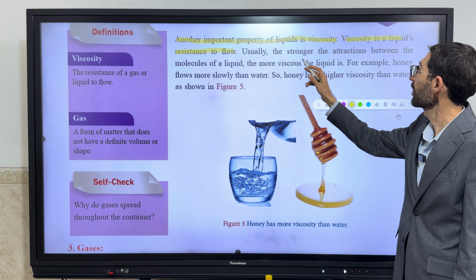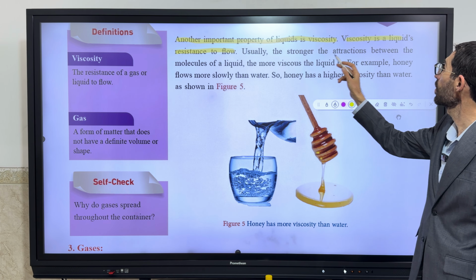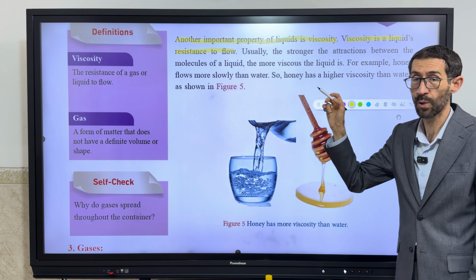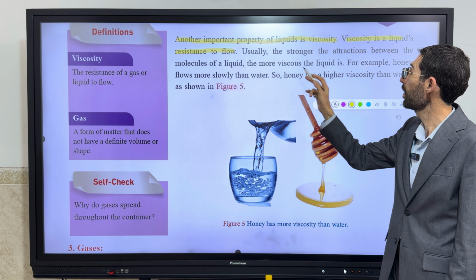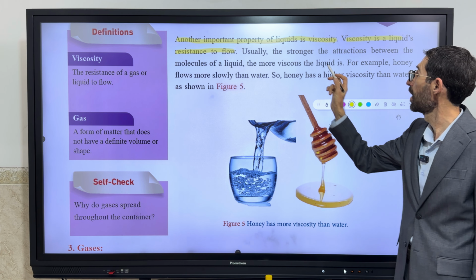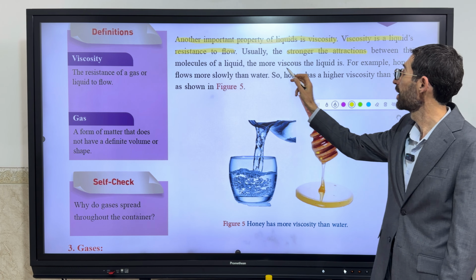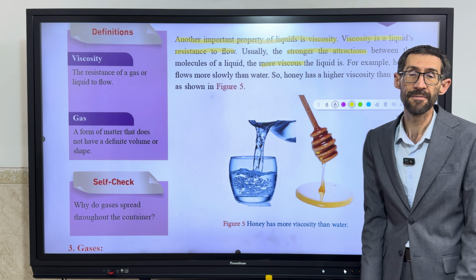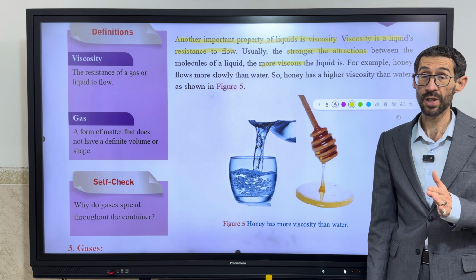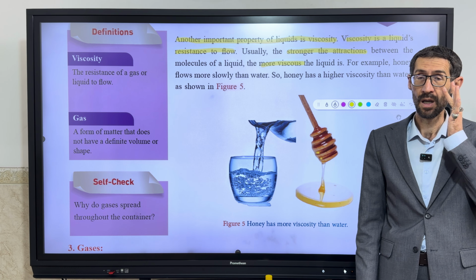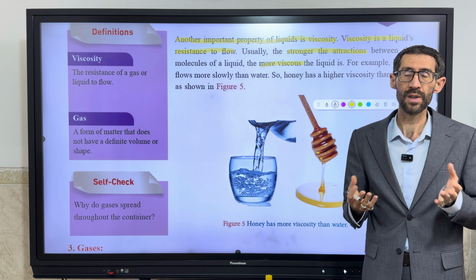Usually, the stronger the attraction between the molecules of liquid is, the more viscous the liquid is. So the more the attraction, the more the viscosity. What's the meaning of the more the attraction, the more the viscosity?